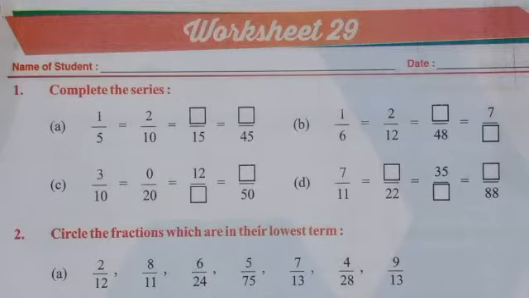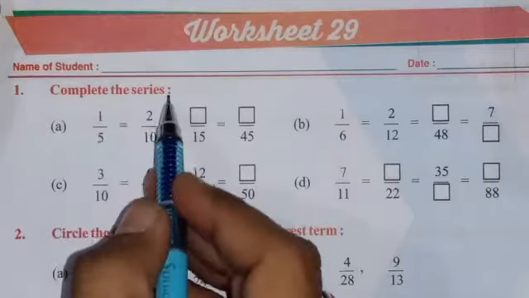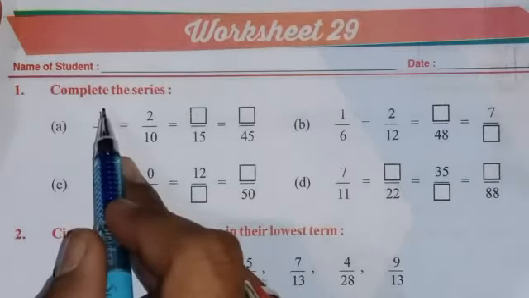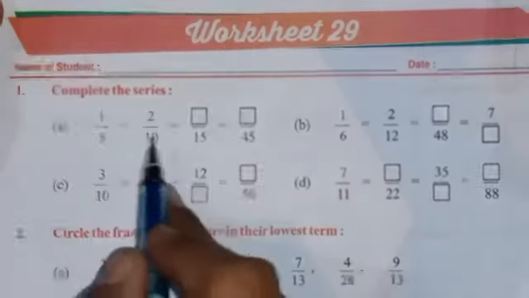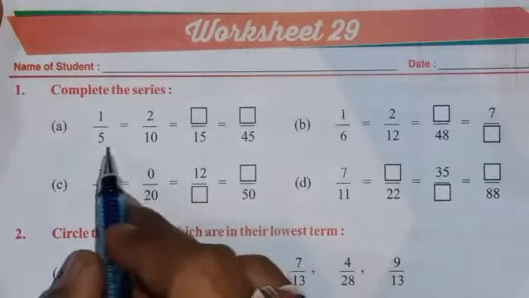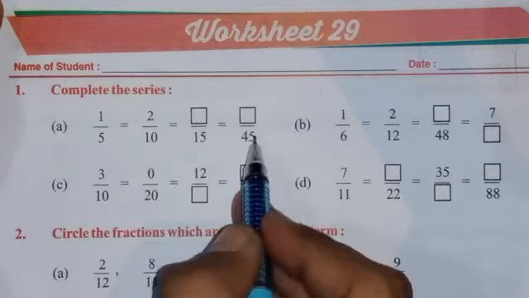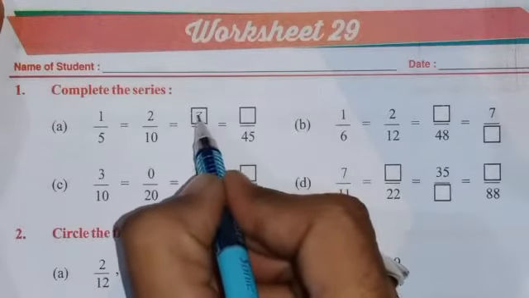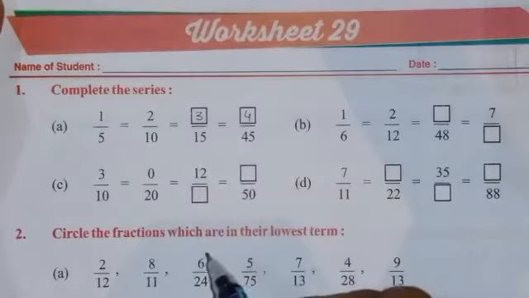This is the workbook of class 4th for mathematics and we are going to solve worksheet 29. You can see the first question is given: complete the series. Here there is a fraction. Okay students, continuous fractions are given and all fractions are equivalent. So you can see here is given the table of 5 and here 1, then 2, then there will be 3, then 4.